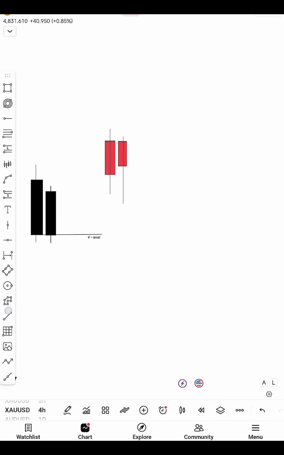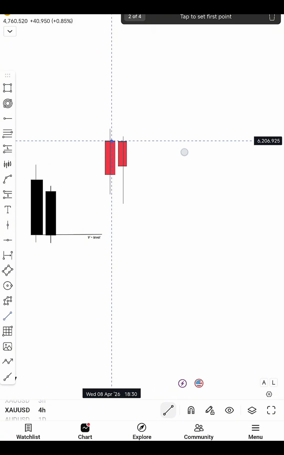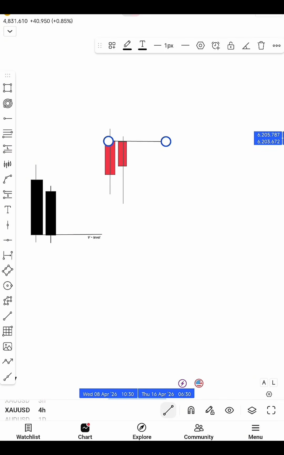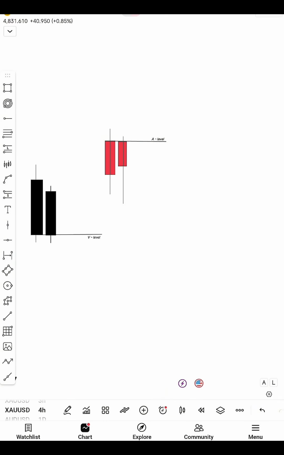You can see, guys, we have again two candles. You only have to draw the body, not the wick. Okay, and it's our Classic A, which is for selling.